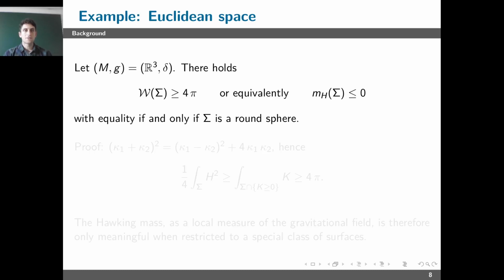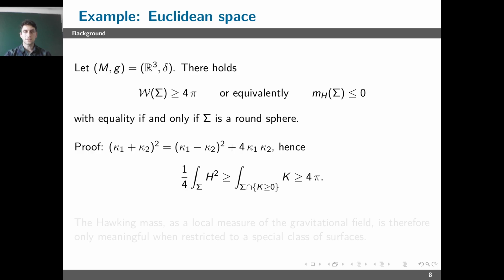Okay, so to get a bit of a feeling for this Willmore energy and also for the Hawking mass, let's consider an example, which is going to be flat Euclidean space. And here you can prove the following. If you have a closed surface sigma, then you can show that the Willmore energy is always greater or equal than 4 pi. Equivalently, you can also show that the Hawking mass of the surface is always less or equal than 0. And equality holds if and only if sigma is a round sphere. Okay, so this is a very fundamental fact about the Willmore energy, and it's also quite easy to prove, so let's quickly do this together.